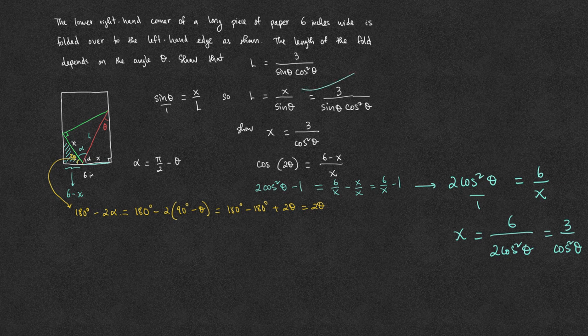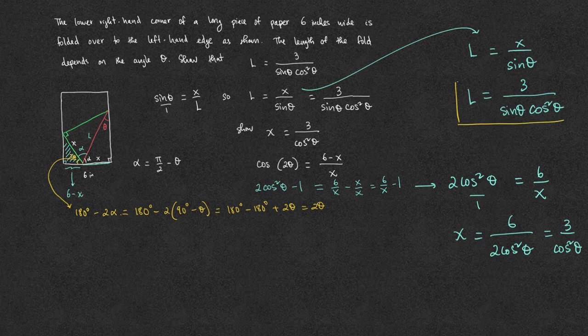We then pick up where we left off. We obtain L equals x over sine theta, but we just showed that x is 3 over cosine squared theta, and we still have sine of theta in the denominator. Thus, we show that L equals 3 over sine of theta times cosine squared of theta using the double angle formula.